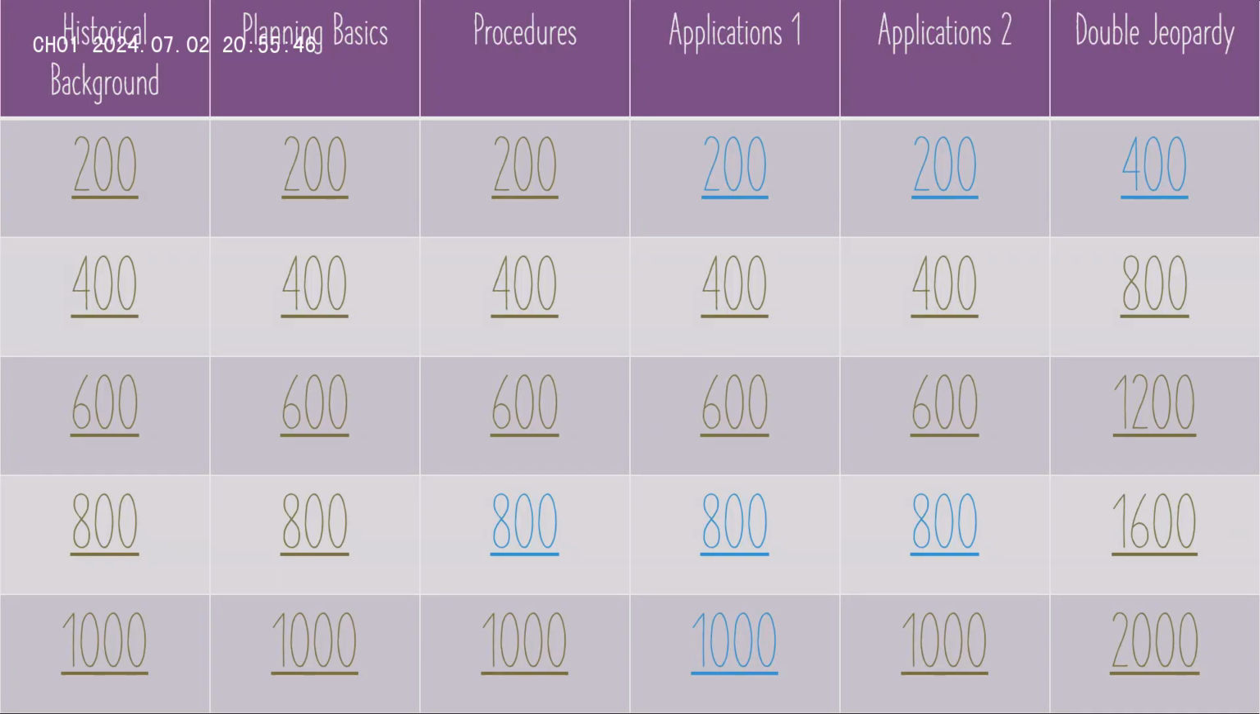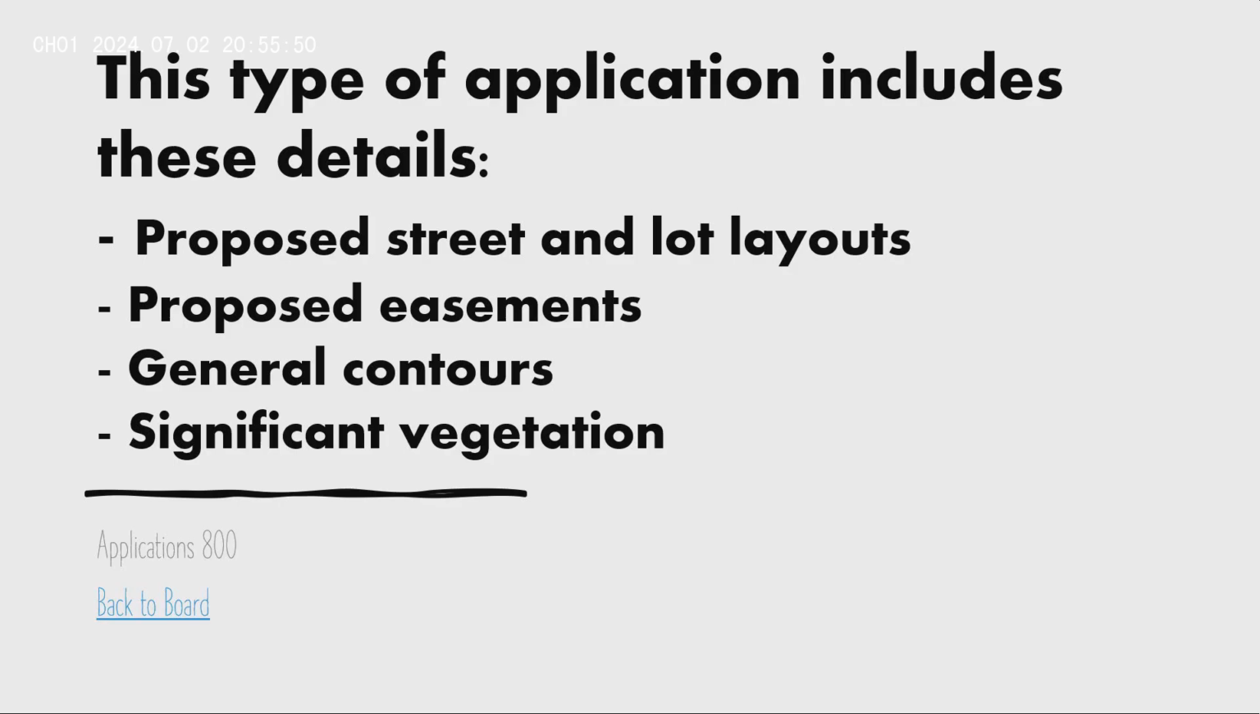Next one. Applications 1 for 800. This type of application includes these details: the proposed street and lot layouts, proposed easements. Preliminary plan? Yep.